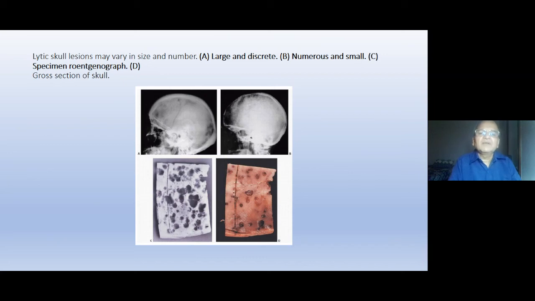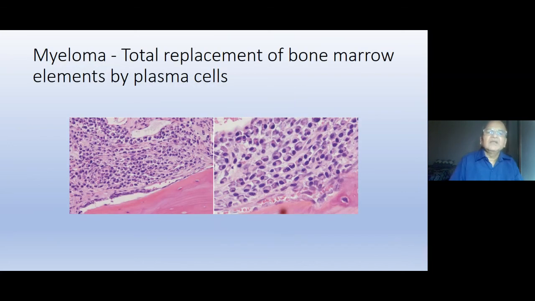You can see the multiple punched out lesions in the skull, and in this person they did a bone marrow, and you see there is a total replacement of the bone marrow element by plasma cells. So kindly think of multiple myeloma when any person presents with excruciating low back pain, loss of weight and loss of appetite, significant anemia, ESR more than 100, with or without azotemia. Kindly think of multiple myeloma because it's a treatable condition. The earlier you diagnose it, the better.